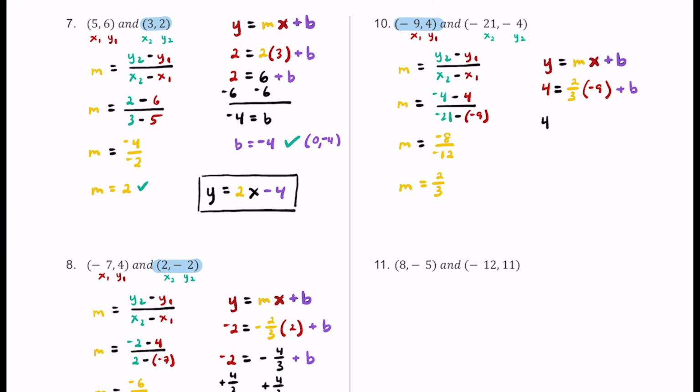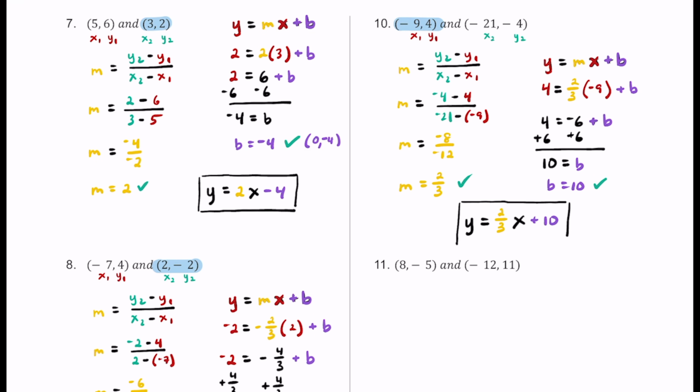So we have 4 is equal to -6 plus b. Then I can get rid of this -6 by adding 6 to both sides of the equation, and we find that 10 is equal to b. We can turn it around and say b is equal to 10. So we have our slope and our y-intercept, and we can write that y is equal to 2/3 x plus 10. All right, so there we have it. We have our slope-intercept form equation for the line that goes through the 2 points that we were given.